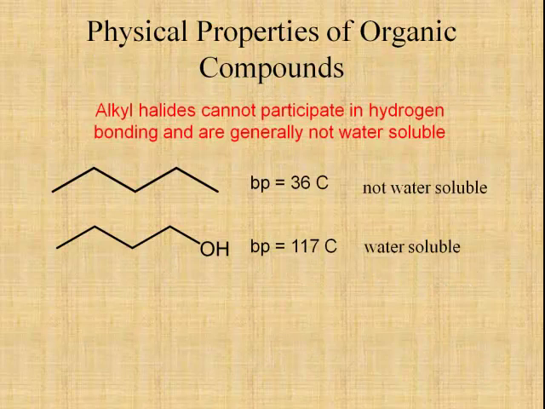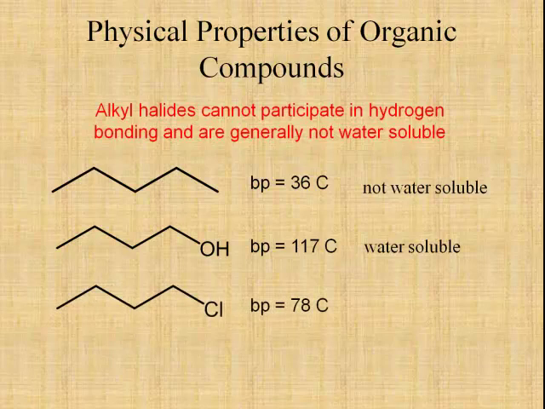If we compare the properties of alkyl halides to alkanes and alcohols, we can see that our butyl chloride has a higher boiling point than the corresponding hydrocarbon, but a lower boiling point than the corresponding alcohol. And this is because we do have a polar functional group, but that alkyl halide is not capable of hydrogen bonding with other alkyl halides.